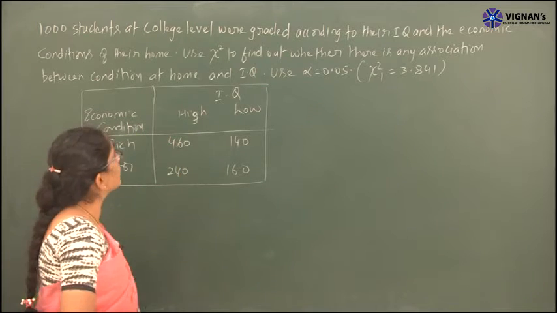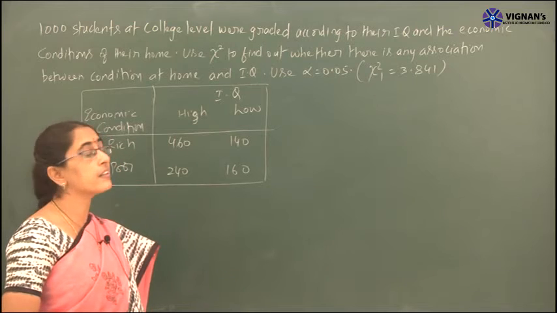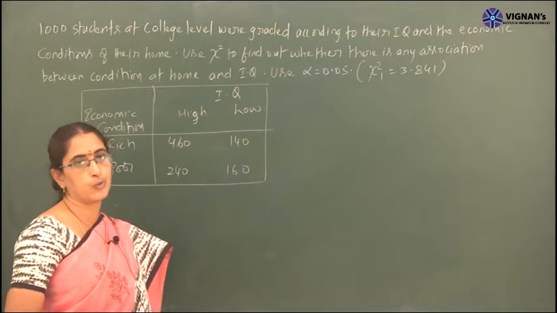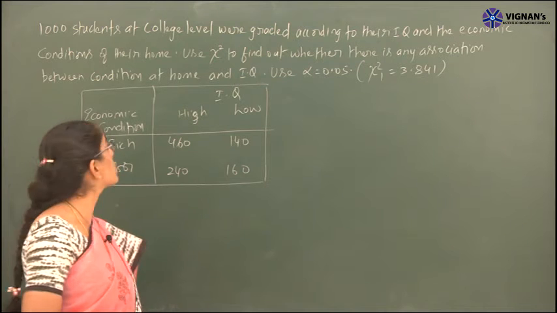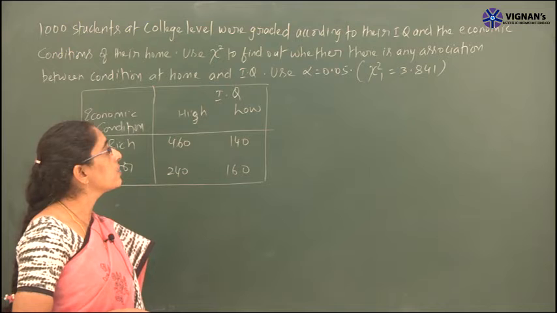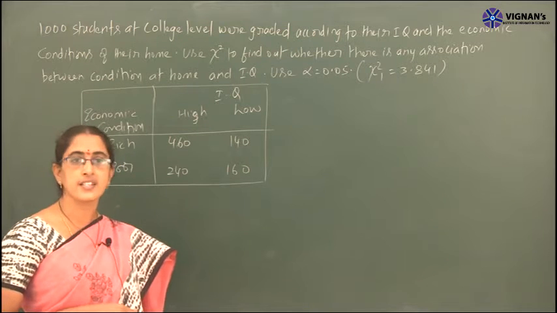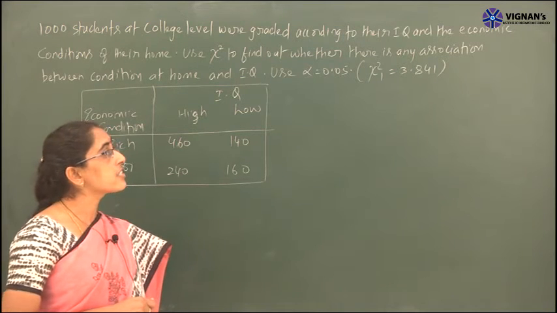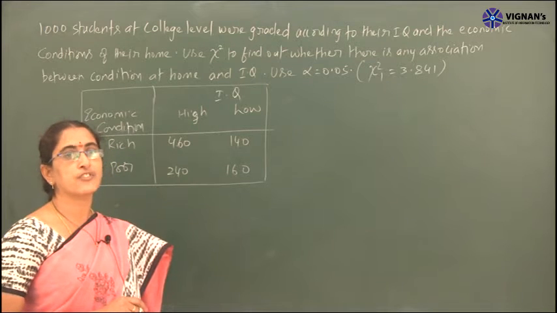1000 students at college level were graded according to their IQ and the economic conditions of their home. Use the chi-square test to find out whether there is any association between condition at home and their IQ. Use alpha equal to 0.05, that means the level of significance is 5%, and the chi-square tabulated value for 1 degree of freedom is 3.841.